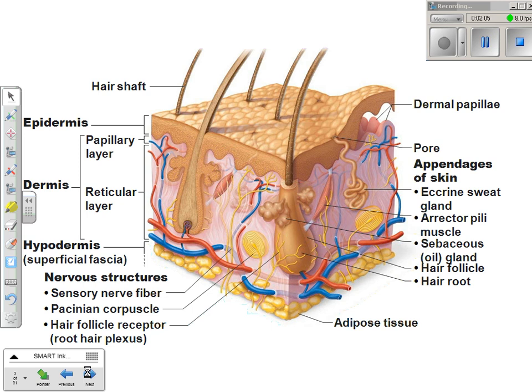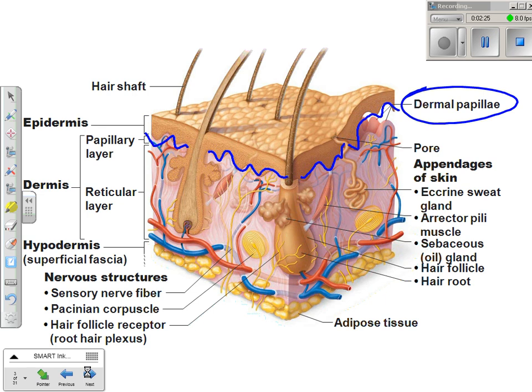Now, first of all, I would like to point out a couple of things. This ridge here separates the epidermis from the dermis. Those little wavy areas, that's called the dermal papillae. That's actually what gives you your fingerprints.